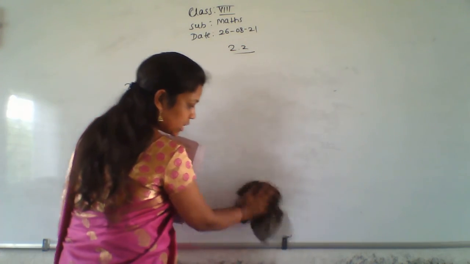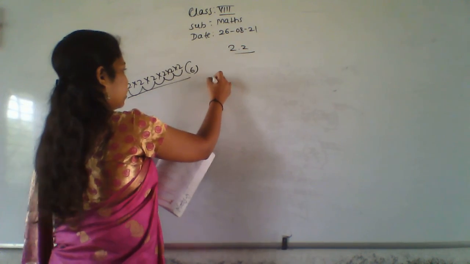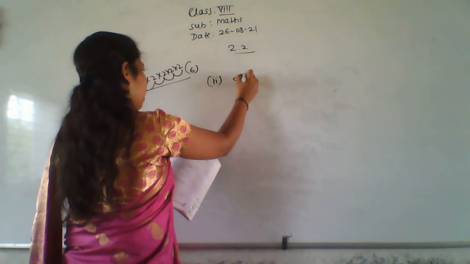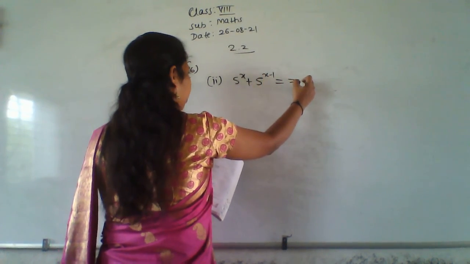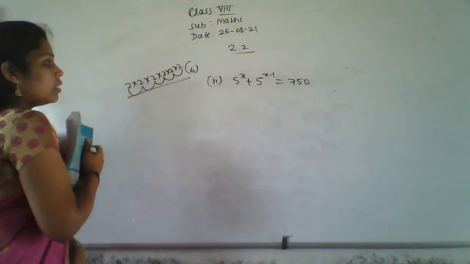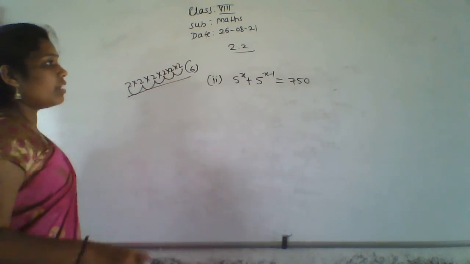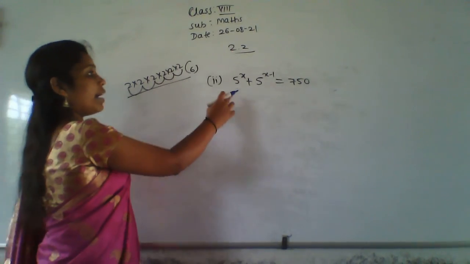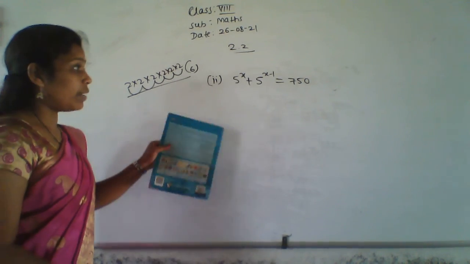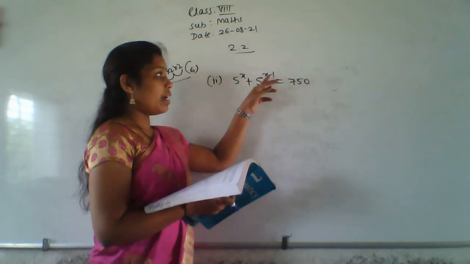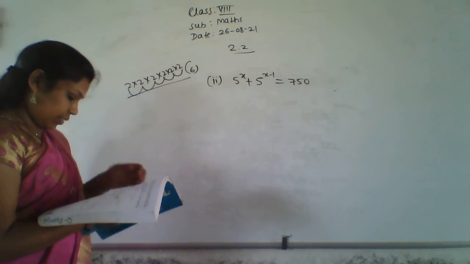Sixth one, the last problem. 5 to the power x plus 5 to the power x minus 1 is equal to 750. Okay, see here, again the same thing. But here they have given 5 to the power x minus 1 and 5 to the power x. We can't write it as 2 times 5 to the power x, because here 5 to the power x minus 1 is given. How to do these problems here? 750.